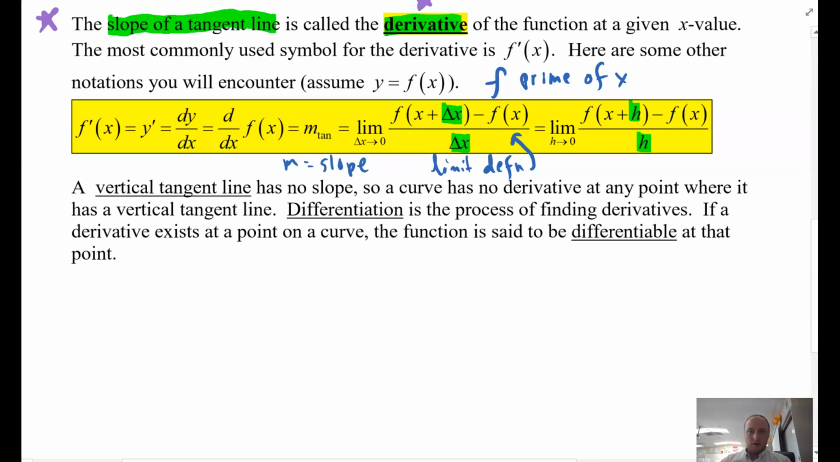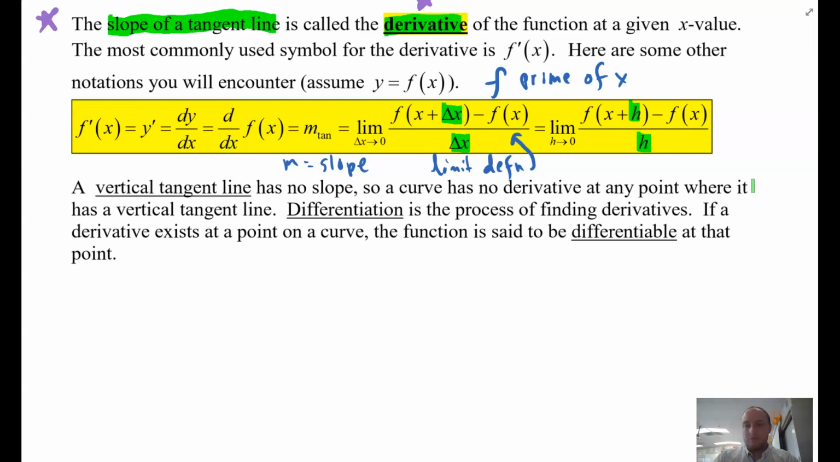Now I want to talk about a vertical line. So a vertical line, we know that has no slope, right? So if I take the tangent of a vertical line, okay, I take a point and I want to draw a line through that point, you know, there's no slope, okay? So a curve has no derivative at any point where it has a vertical tangent line. So you can't take the derivative for a vertical line.